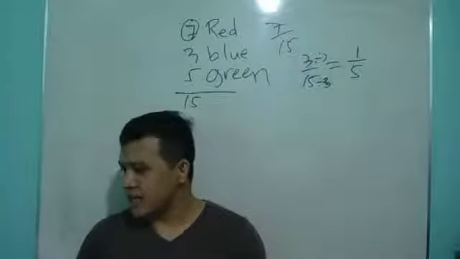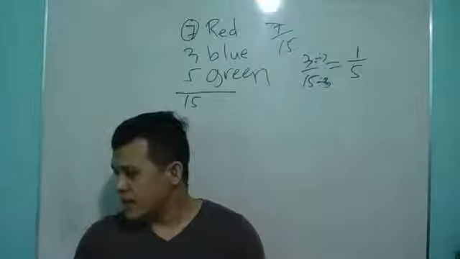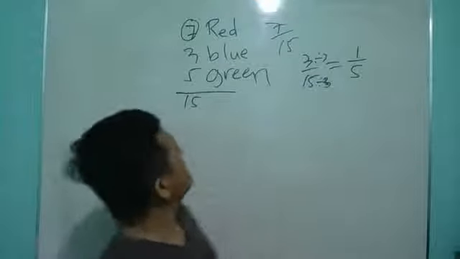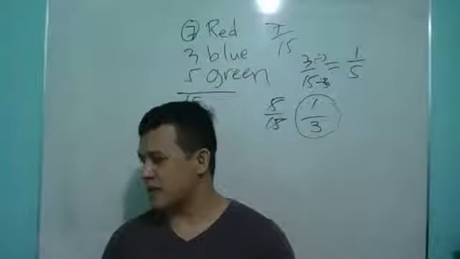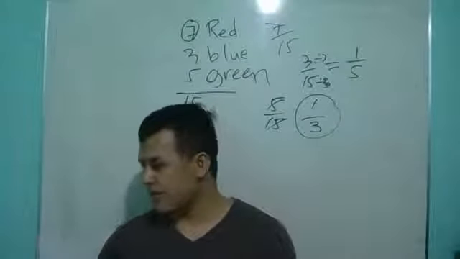Okay, next one. Number 3, green ball. Of course, green ball, we have 5 over 15. 5 over 15 divided by 5, so we have 1 over 3. So 1/3. That's the probability of getting a green ball. So that's letter C again.